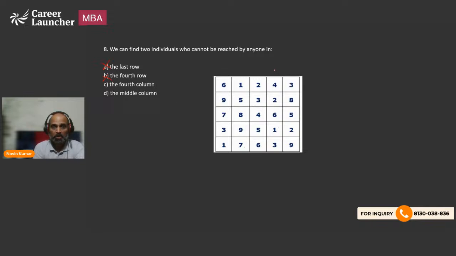Next, the 4th column. So this guy 4 can be reached. This guy 2 cannot be reached by anyone. This 6 can be reached by a lot of people. This 1 cannot be reached by anyone. This 3 can be reached by 1. So we see that there are 2 individuals who cannot be reached by anyone, which makes sense, the 4th column, right?